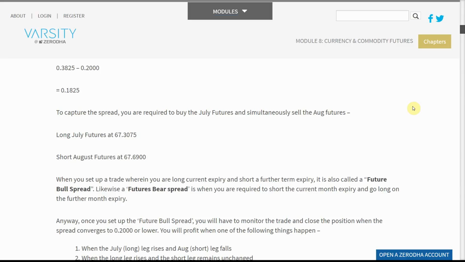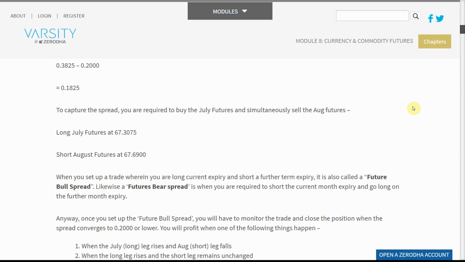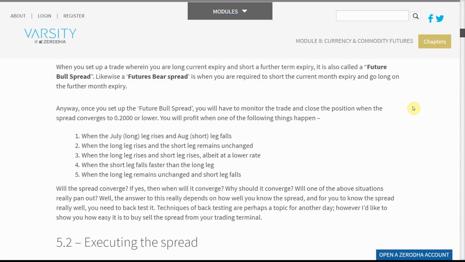You will profit when one of the following things happen: when the July long leg rises and August short leg falls, when the long leg rises and the short leg remains unchanged, when the long leg rises and short leg rises, albeit at a lower rate, when the short leg falls faster than the long leg, when the long leg remains unchanged and short leg falls.